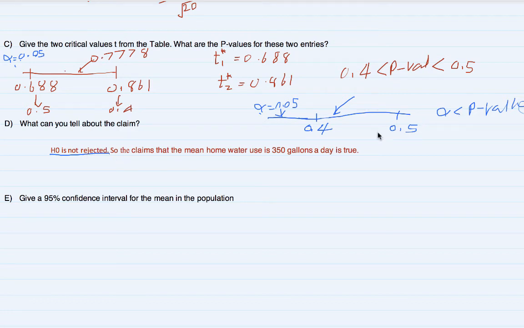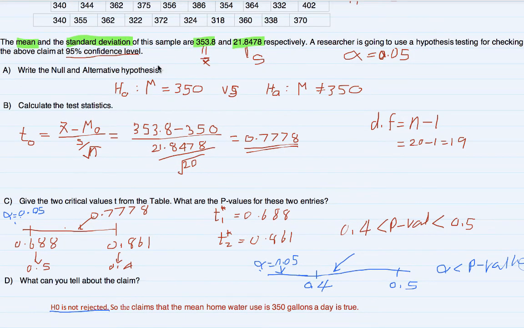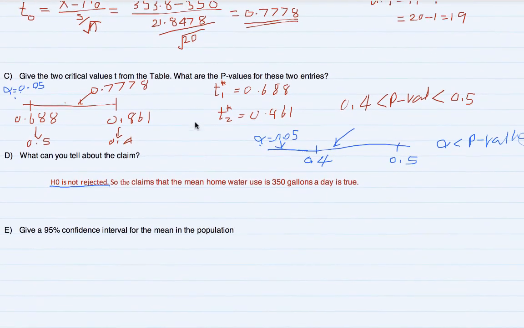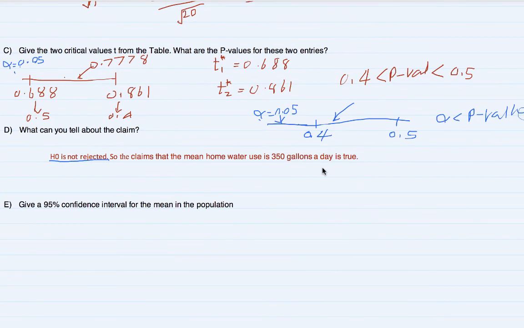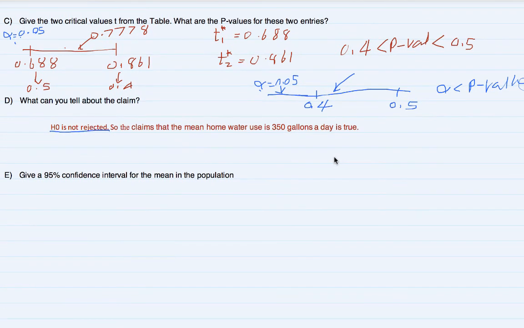H naught is not rejected means the claim that the mean home water use is 350 gallons a day is true. Again, let me explain. H naught, which is mu equals 350, is not rejected. It means that should be true. So our claim, that water use is 350 gallons a day, is true.